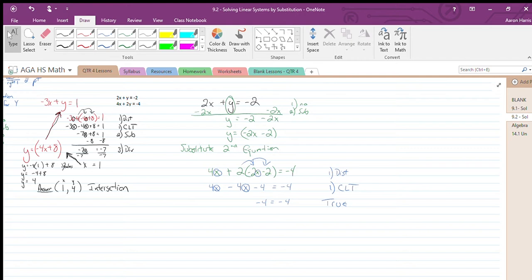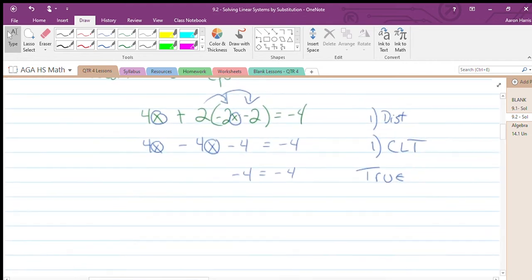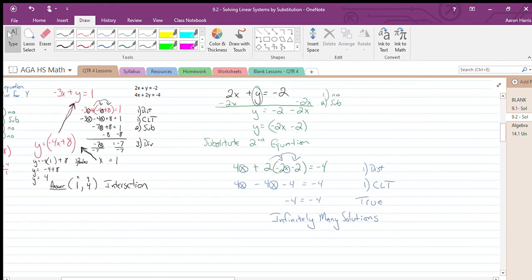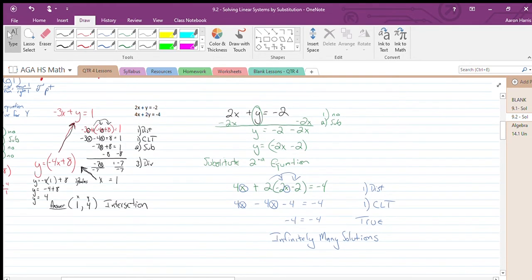So how many solutions are you going to get? You got it. Infinitely many solutions. Does that make sense? So they are dependent of each other. Okay? Really, really simple if that happens. This is the identity. Negative 4 will always be equal to negative 4.